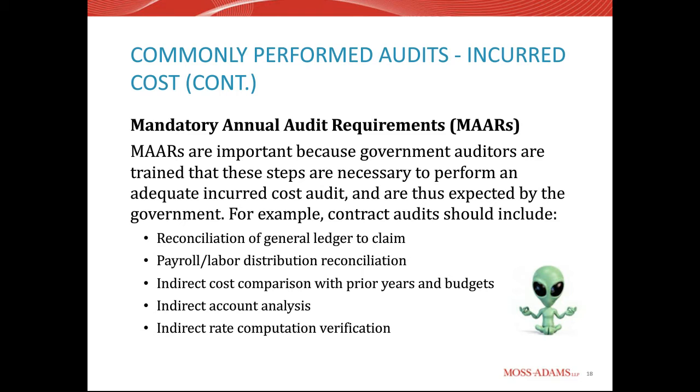If you don't have a payroll labor distribution reconciliation, then you don't know that those labor costs you're looking at in the claim really reconcile to your payroll records. If you don't have an indirect cost comparison with prior years and budgets, then you wouldn't see any indications of risk that you should be seeing. If you haven't done an indirect account analysis, then you wouldn't be identifying those indirect accounts that could have unallowable costs. So all these things are very fundamental, but if you really look at a lot of the audits being done out there, they don't necessarily consider these MARs. So we think it's important that there are some basic fundamentals to auditing these types of contracts that really should be considered.